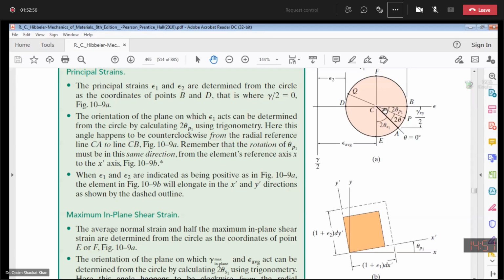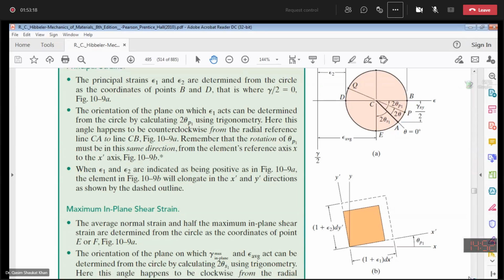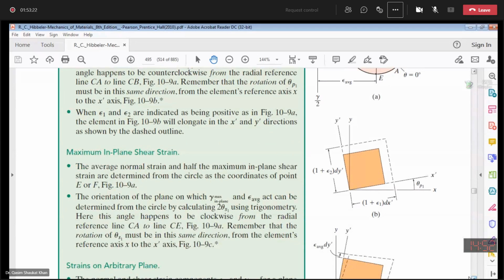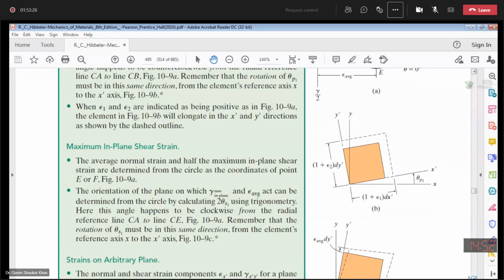So you can mark the line and the point, in whichever direction it's coming. So you will mark that point and then from the Mohr circle you will determine the normal strain and then the shear strain. Just the important point to be noted here is that theta on the element will be represented by 2 theta on the Mohr circle.